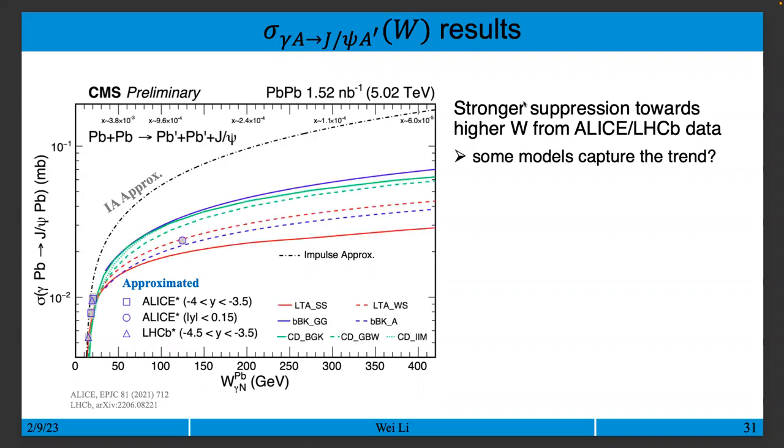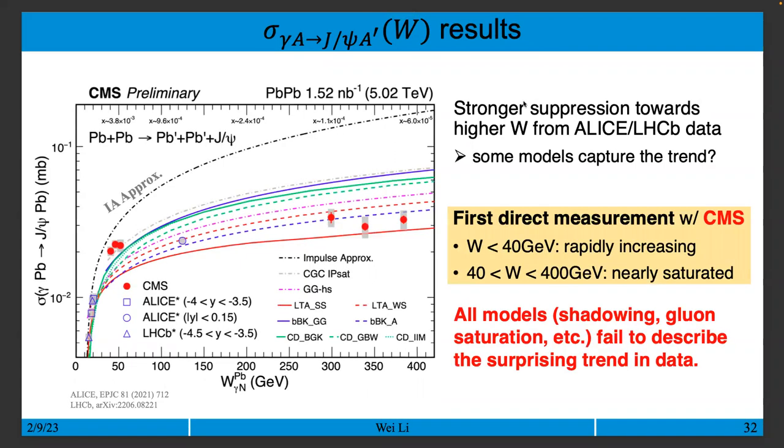You can see these are the theory models, and you can maybe think that some model actually captured this data, these ones. But this is what CMS is better at. So these 3 points here. But what's really surprising is that we see a trend that the cross section quickly rises first up to around 50 GeV, 10 to the minus 3, and then it almost stays flat all the way to 400 GeV, almost 10 to the minus 5. So there's no model that can describe that trend.